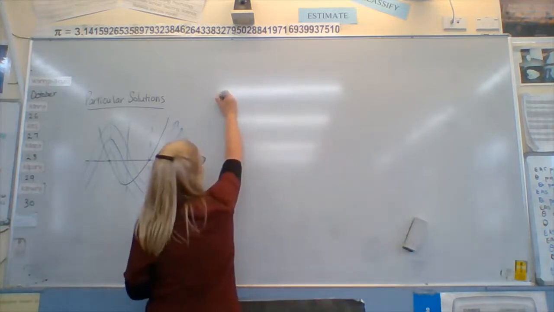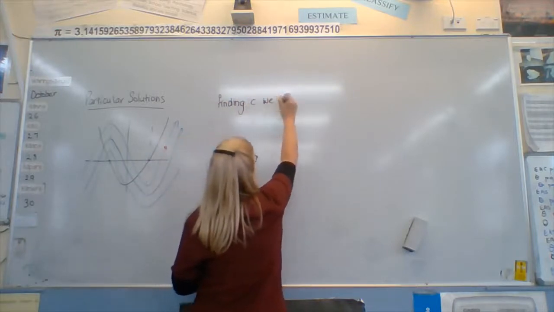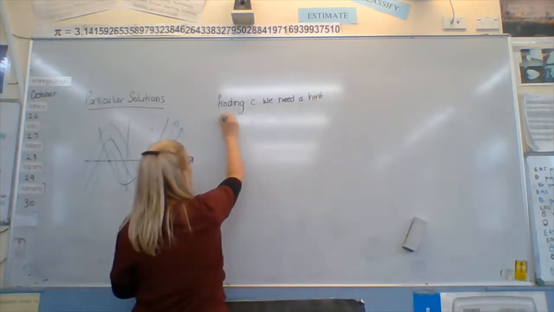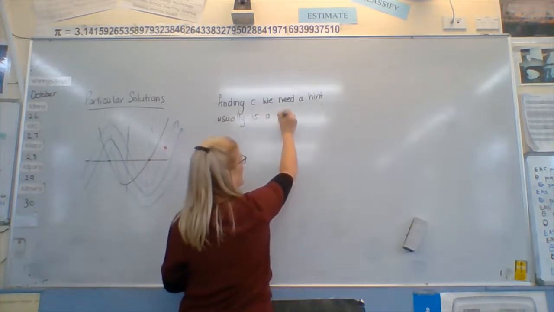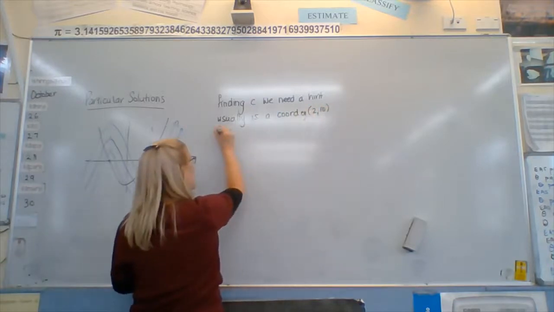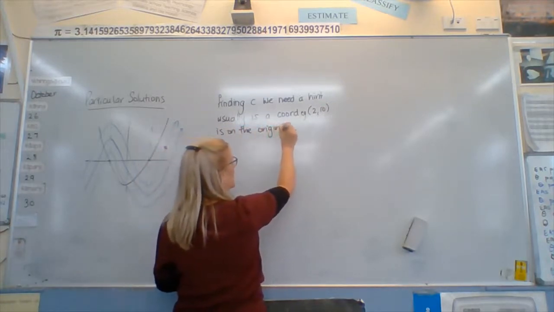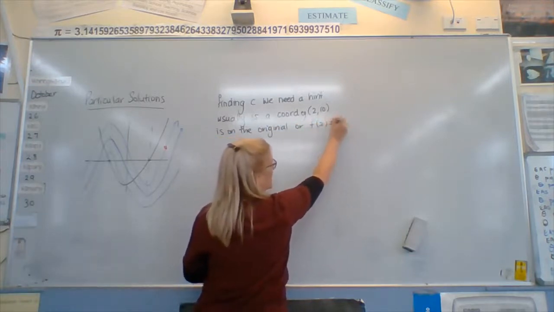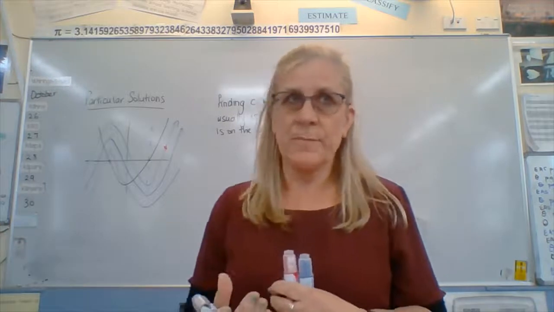So when we're finding C, we need a hint. And that hint usually is a coordinate. So like (2, 10) is on the original. Or we could be told that f of 2 equals 6, which is the same sort of thing, same sort of message. So that's going to give you that particular solution, all right?